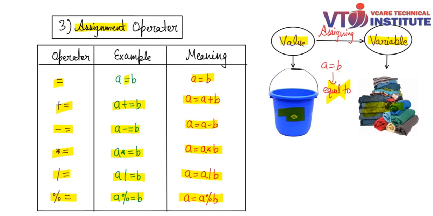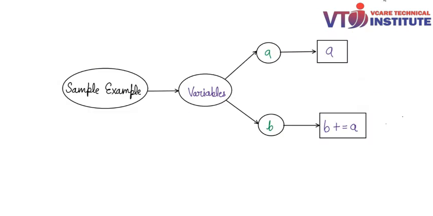Now let's move from the theory part and focus on our program, on our sample example. Let's do a sample example based on the assignment operator. In this sample example, we are taking variables a and b, in which a and b have assignment in different ways, like b plus equal to a. So we are using what we have studied in the previous slide. Let's move to the compiler.